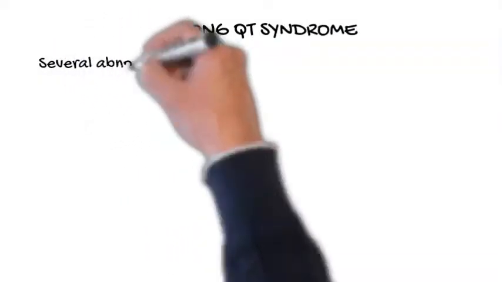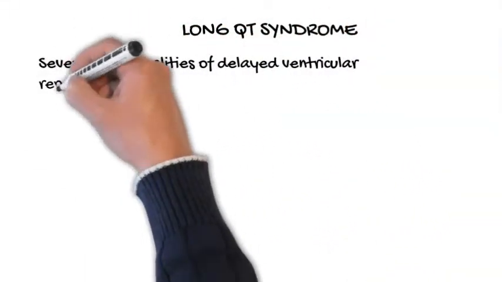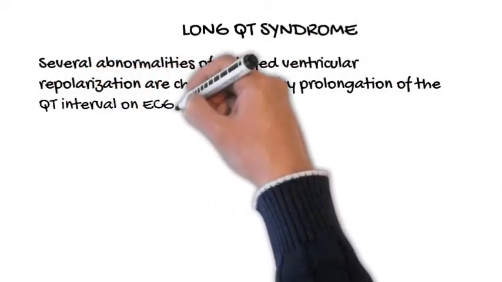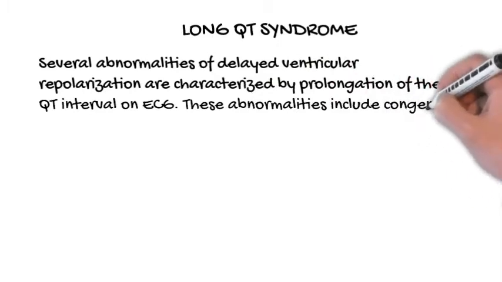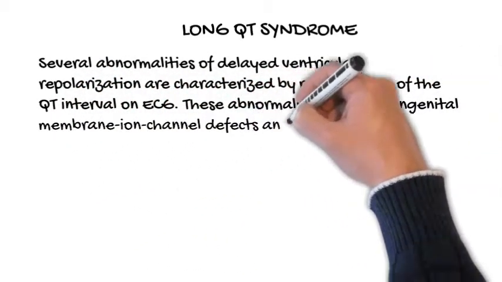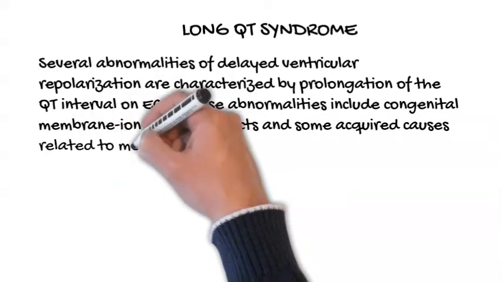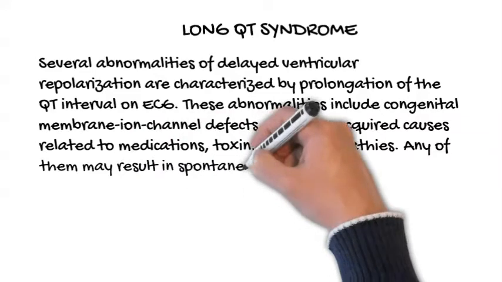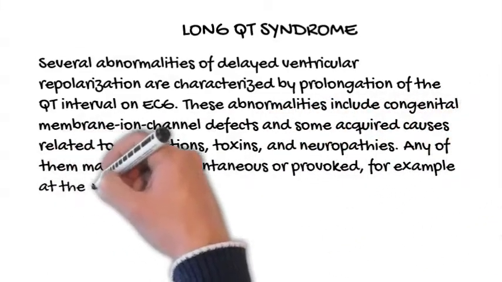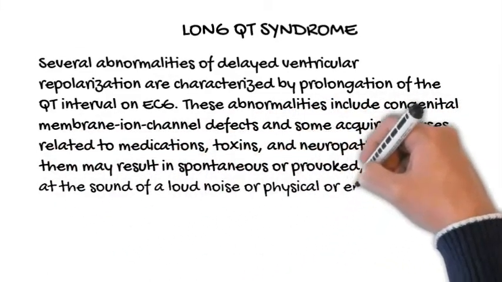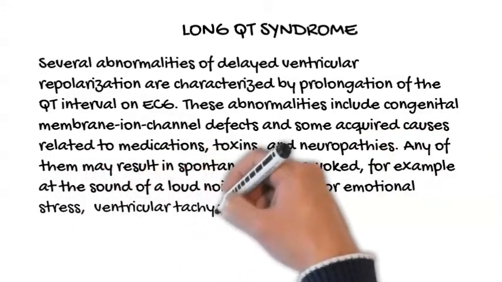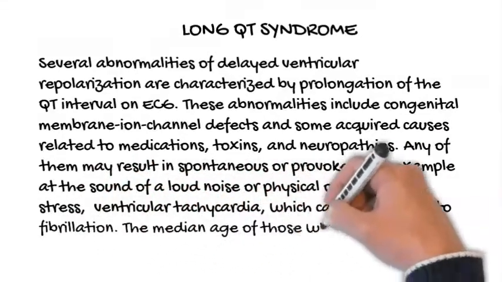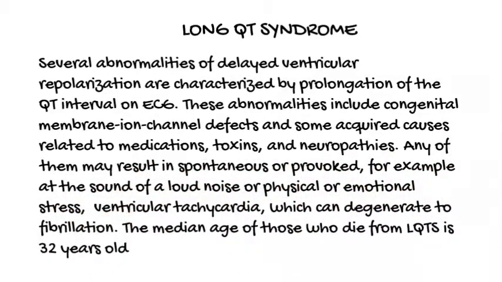Long QT syndrome. Several abnormalities of delayed ventricular repolarization are characterized by prolongation of the QT interval on ECG. These abnormalities include congenital membrane ion channel defects and some acquired causes related to medications, toxins, and neuropathies. Any of them may result in spontaneous or provoked, for example at the sound of a loud noise or physical or emotional stress, ventricular tachycardia, which can degenerate to fibrillation. The median age of those who die from LQTS is 32 years old.